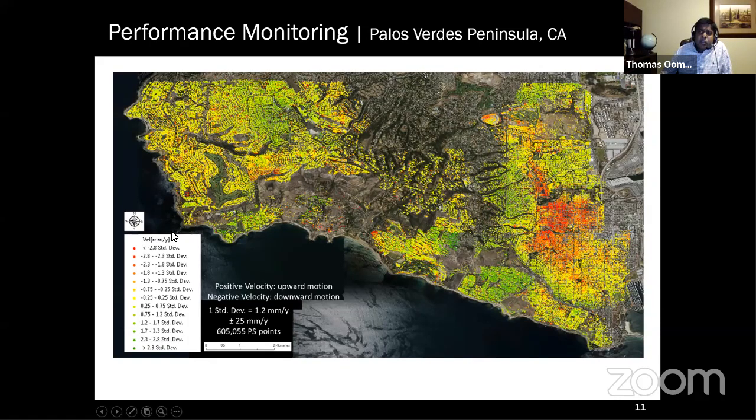Now, let me explain the legend and the colors that we see here. You can see that towards red, it is negative values. Towards green, it is positive values. And light green to yellow is close to zero. So that's the legend.